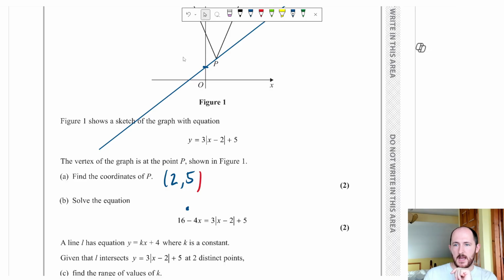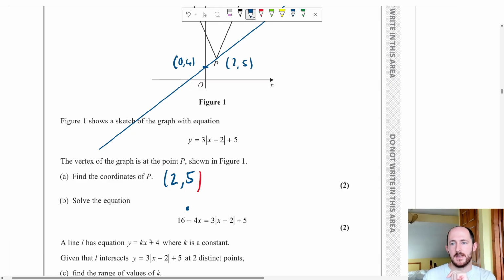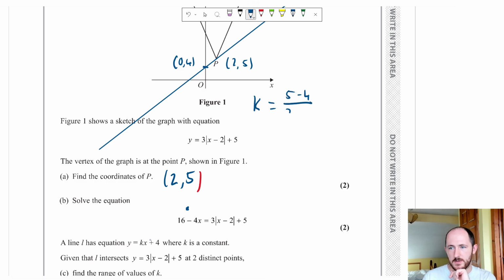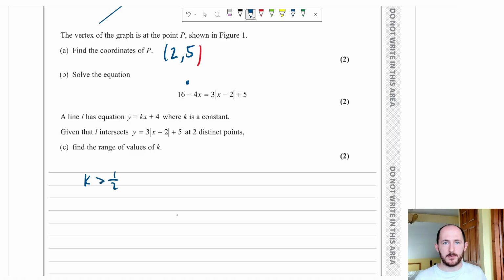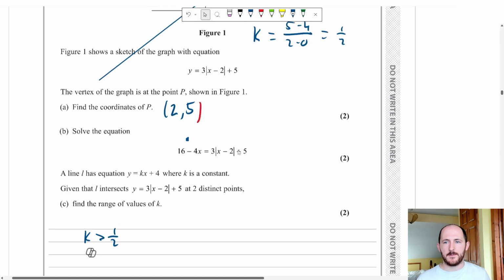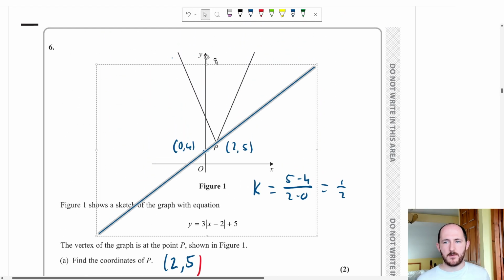We know that the y-intercept is 0, 4. And we know that the coordinates of P are 2, 5. So all we need to do is work out the gradient of those 2 points. So we have 5 minus 4 over 2 minus 0. So that's 1/2. So one part of it is k is bigger than 1/2. And this is the value that a lot of people get. It's not the fully right answer though. Why? Well, there's something I skipped out on purpose.